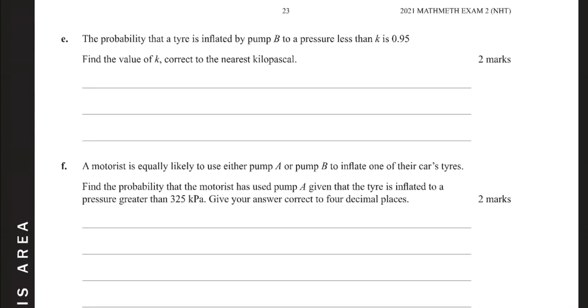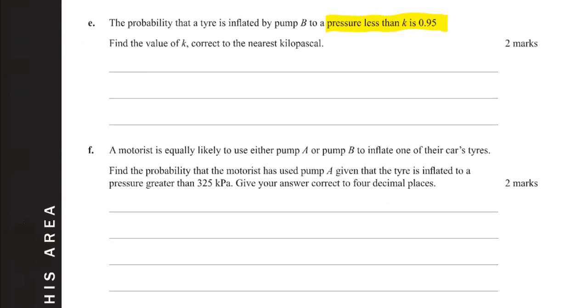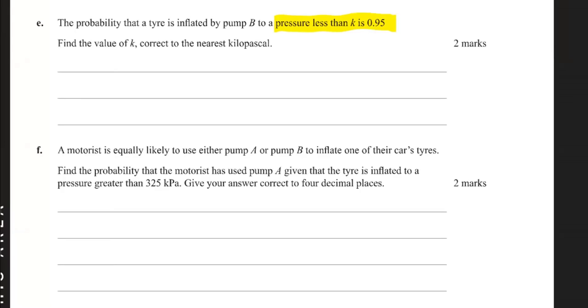Part E. Now we need to find the pressure k such that the probability that a tire is inflated to a pressure less than k is 0.95. Okay, so that's going to be the integral up to 310 of x dx equals 0.95. You can use the solve function in CAS to evaluate for k, and k equals 328 kPa.